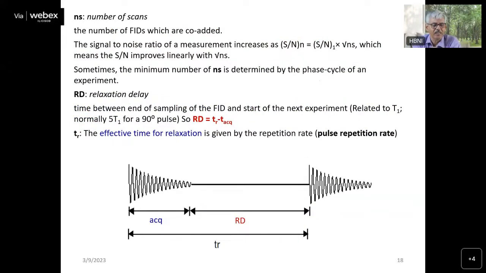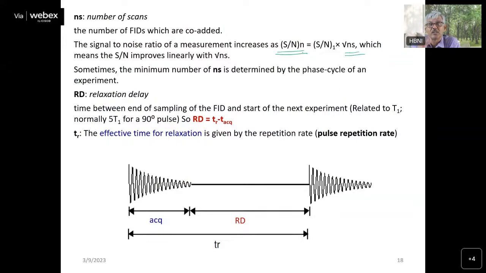The number of scans is very simple to understand: it is how many times you are collecting the FID. But it is very important to decide what the signal to noise ratio should be. The signal to noise ratio for n number of scans equals the signal to noise ratio for one scan times root over ns. So it depends on the root of the number of scans.